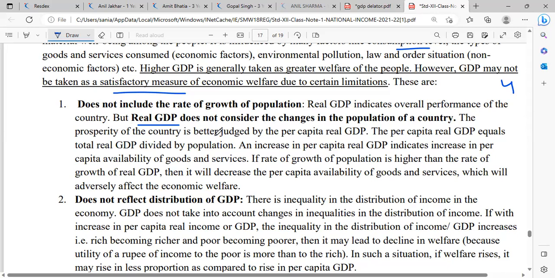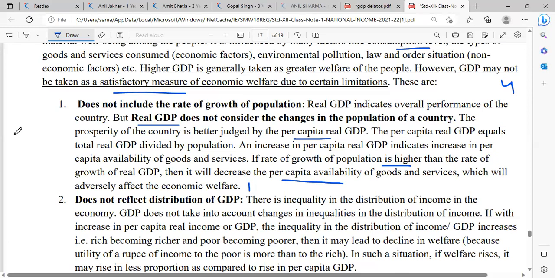The prosperity of the country is judged by per capita, right? Per person, what is the contribution? Per capita real GDP equals total real GDP divided by the population. An increase in per capita GDP indicates an increase in per capita availability of goods and services, right? If the growth rate of population is higher than the rate of GDP, then it will decrease the per capita availability of goods and services, which will adversely affect economic welfare.